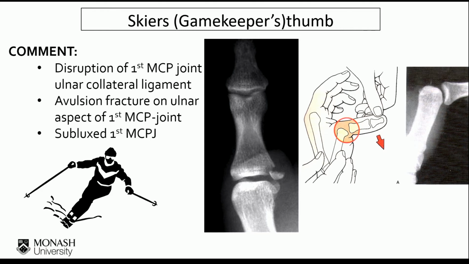So skier's or gamekeeper's thumb. This is a disruption of the first metacarpophalangeal joint of the ulnar collateral ligament with an avulsion fracture on the ulnar aspect of the first metacarpal joint, and often there is a subluxed first metacarpophalangeal joint.